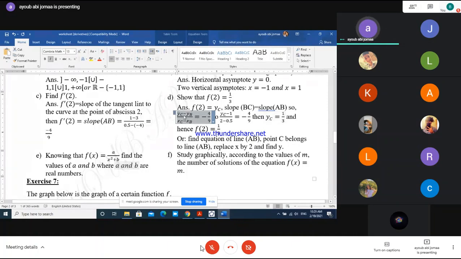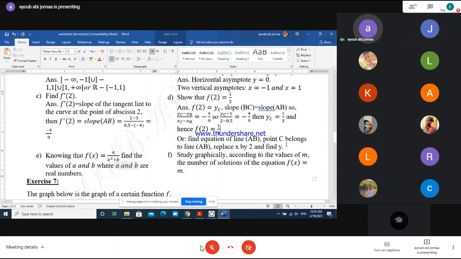I replace yb by 1, xc by 2 and xb by 0.5. Use the cross product and find y of c. مش اوكي أسس الحل؟ ثانك يو كثير.